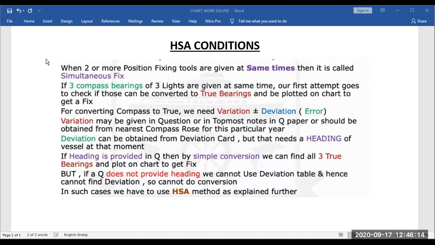But if the ship's heading is not given, because we calculate variation and deviation through the ship's heading, as deviation will be as per the ship's heading, then we will do this question by the horizontal sextant angle method. That is our horizontal sextant angle method.